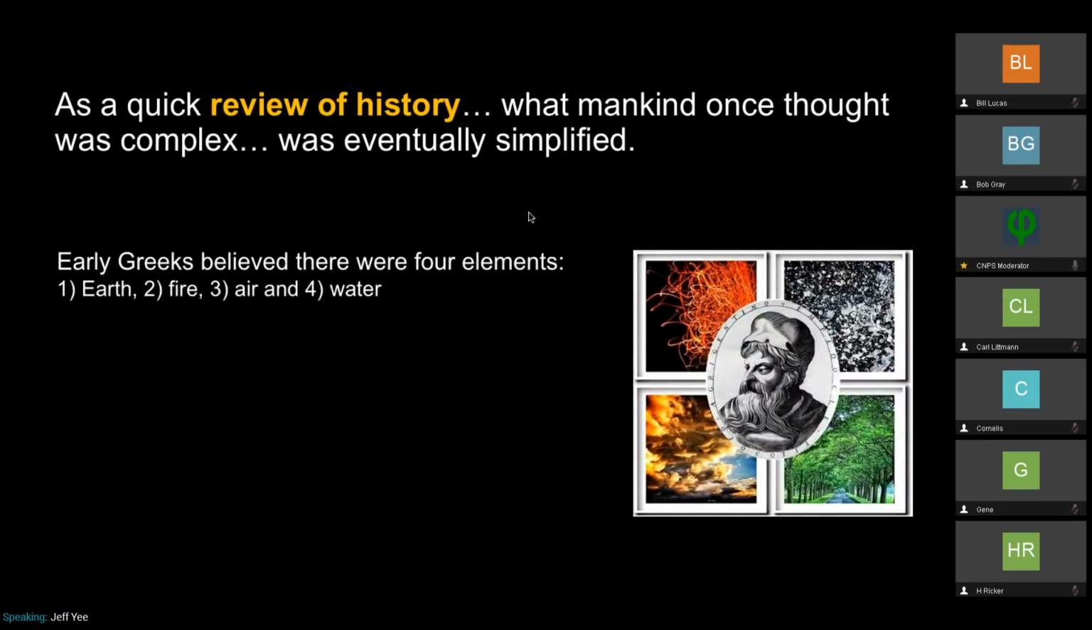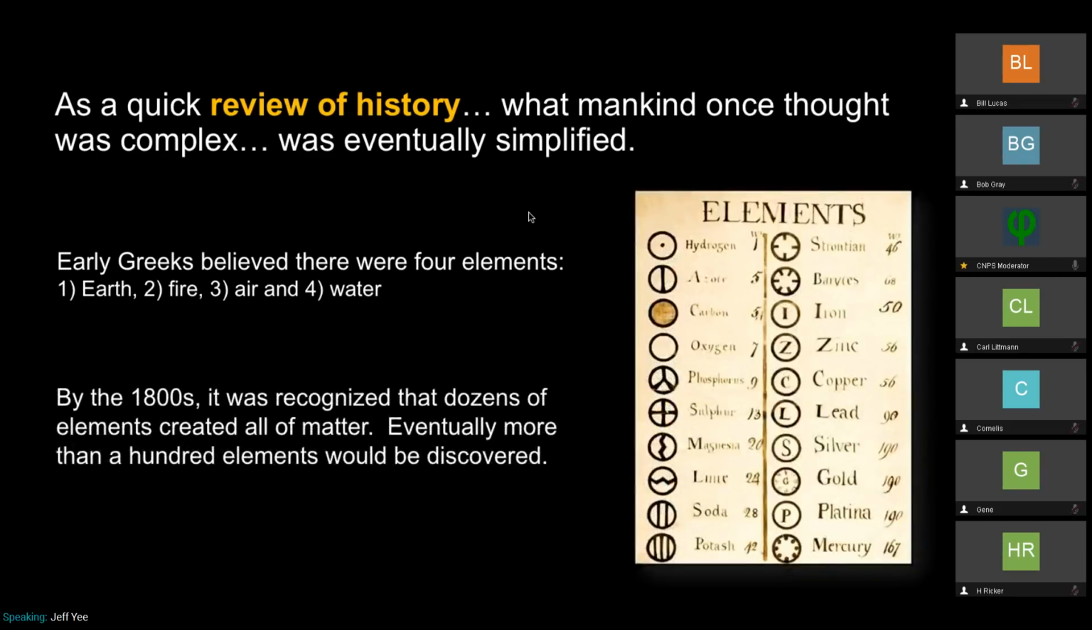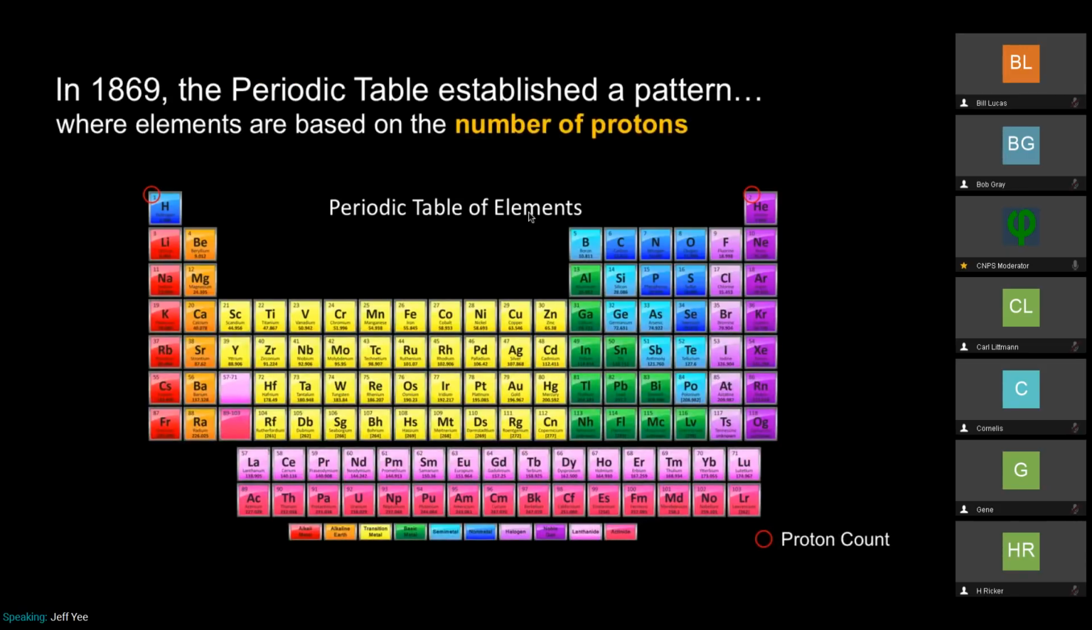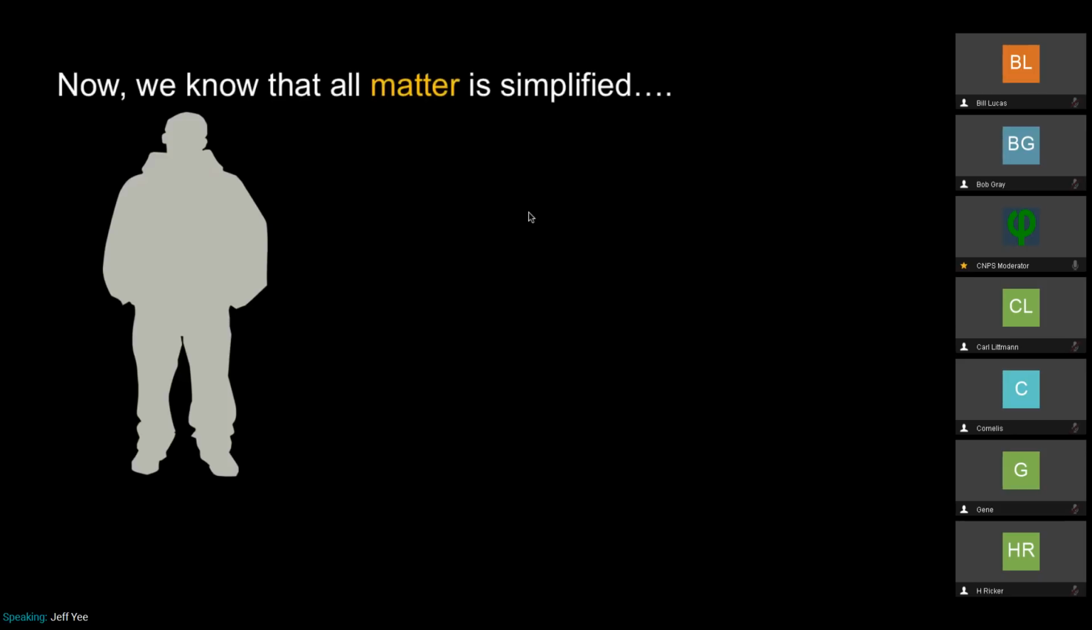By that, I mean early Greeks, centuries and centuries ago, thought there were four elements: earth, fire, air, and water. By the time we got to the 1800s, it was recognized that dozens of elements made up all of matter. Eventually hundreds would be discovered. And today, we have what's called the periodic table of elements. The important thing here for my work is I've circled the number in the top left for every element. Just a reminder, it is the proton count, or sometimes given the letter Z. But we'll come back to that in a little bit.